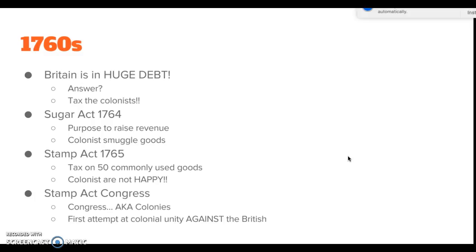The first tax imposed by British Parliament was the Sugar Act. Purpose was to generate revenue. It was an indirect tax. The colonists actually didn't see the tax when they purchased sugar in the colonies, but the colonists resist this by smuggling goods through many of the backwater ways of colonial America that the British just didn't have the manpower to investigate and make sure that smuggling didn't occur.